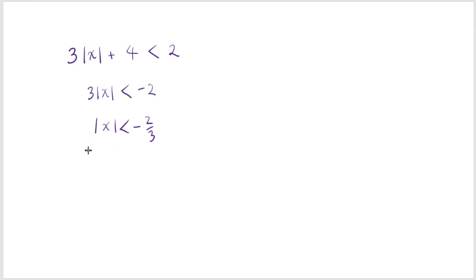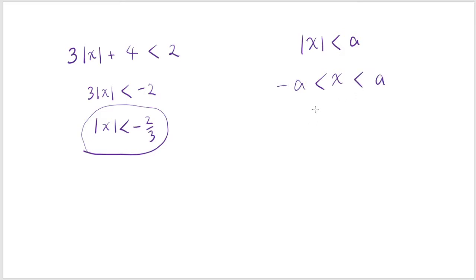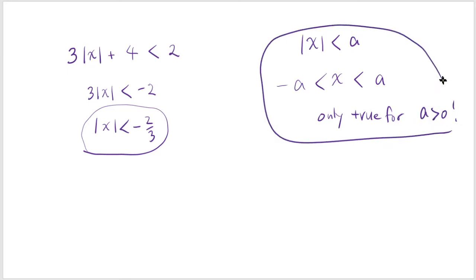And when you see this, we were told that whenever you have absolute value less than a, we should translate it as x greater than negative a and less than positive a. But this is actually only true for a being positive, okay? You have to be careful. You can only use this when a is positive.